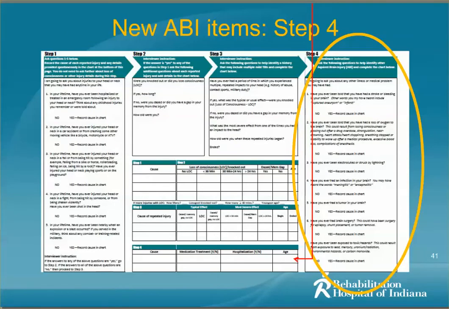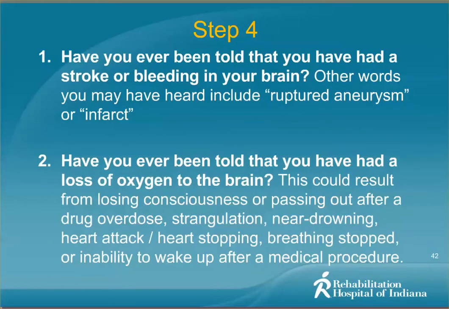So finally, you come to the final set of questions. Step 4 includes the ABI items mentioned before. This part of the interview is similar to step 1. You'll ask 7 yes/no questions, and then if you have yes for any of the questions, you record the cause and some basic information in the step 4 table.